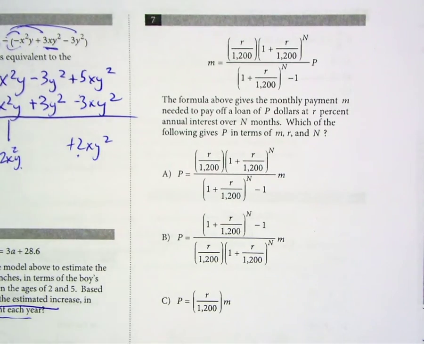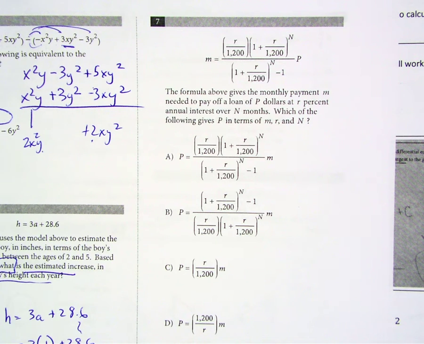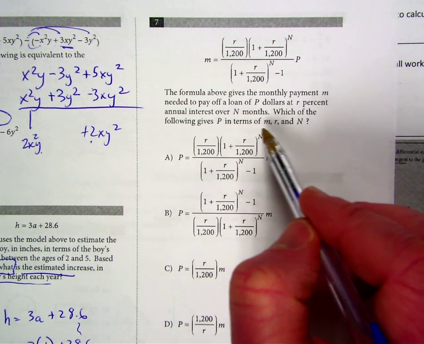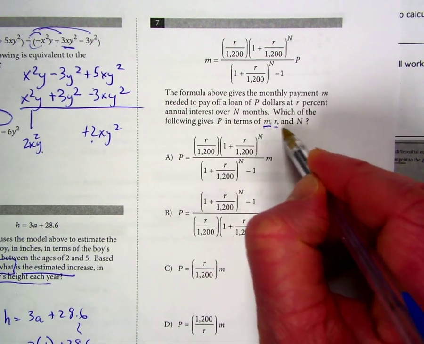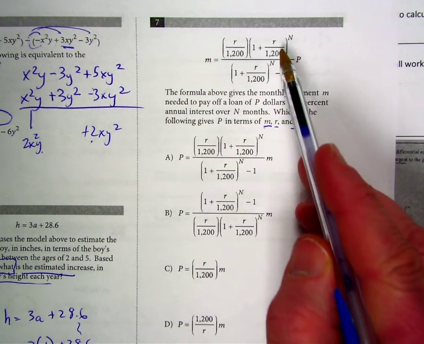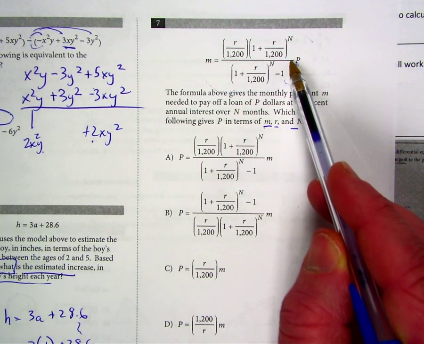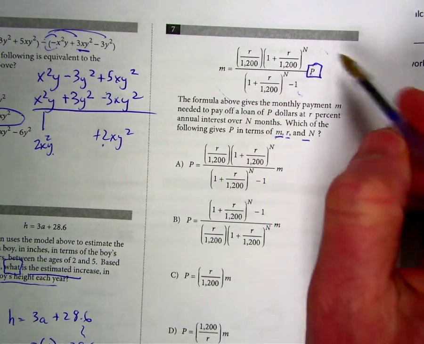Okay, this one looks complicated. Don't make it too complicated. It's a big fancy payoff loan value formula, but you don't even need to know how to use the formula. You just need to know how to manipulate the formula. So they're saying this gives the payment to pay off a loan at R%. Which of the following gives P in terms of M, R, and N? So in other words, we're solving for P in terms of M, R, and N. So look at what you have here, and we've got to get P by itself. To get P by itself, I need to move everything to the other side. I want P to stay here, and so I'm going to multiply by the reciprocal.